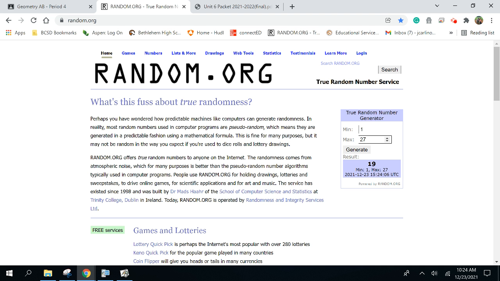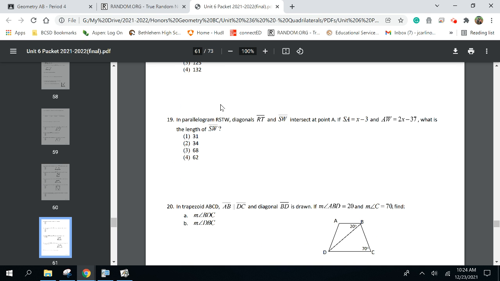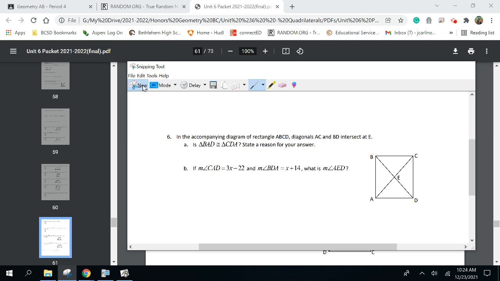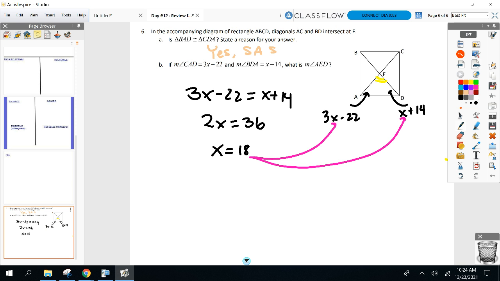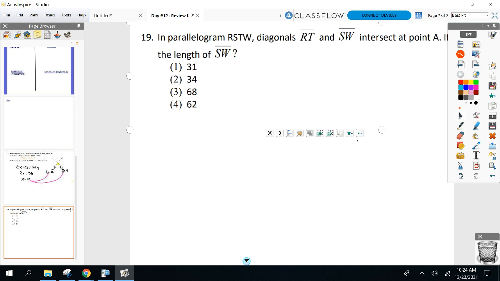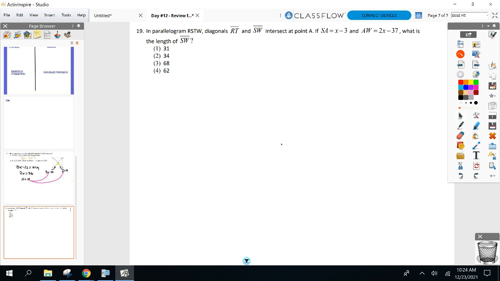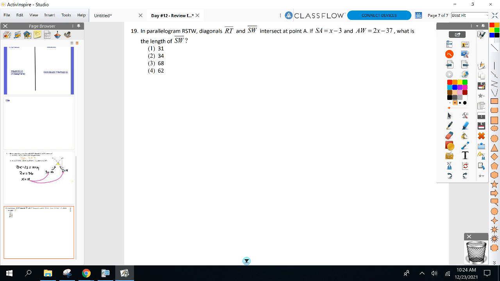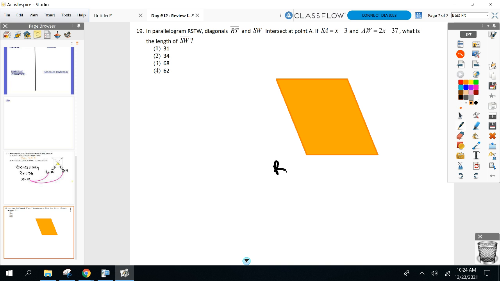Let's take a peek at 19. Question 19. Let's see, what do we got here? Oh, a little parallelogram. Just a reminder, as you label any quadrilateral, make sure it's clockwise or counterclockwise. Don't jump diagonally.